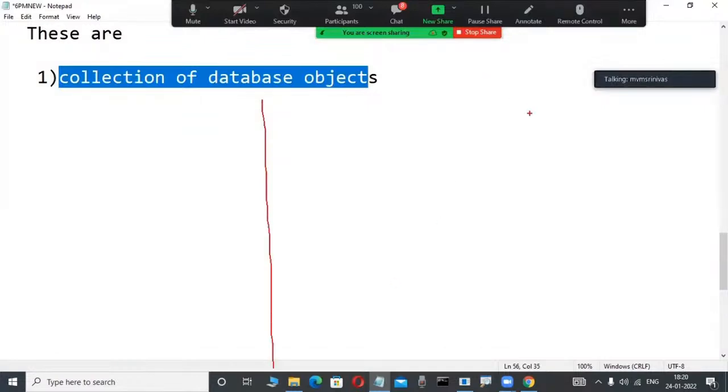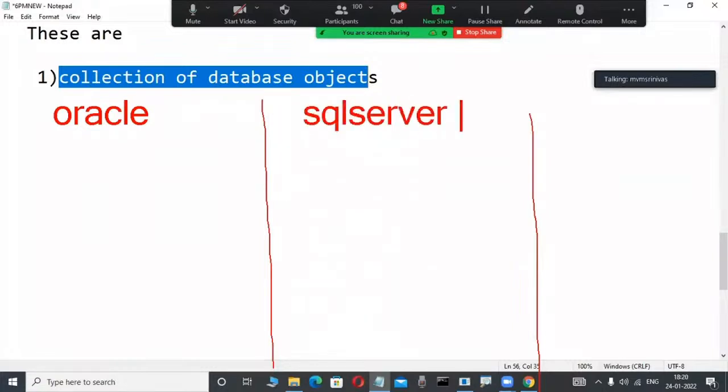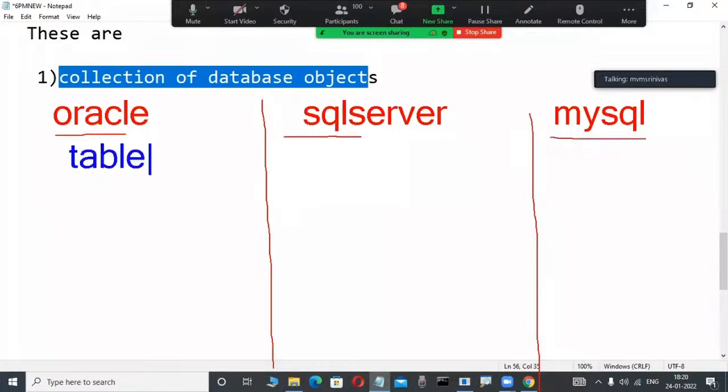Even if you are a first-time newcomer, you can understand. Suppose you are learning an Oracle course. Oracle is a relational data model product. Suppose others are learning SQL Server, which is a relational data model product. MySQL is also a relational data model product from a different company. But in Oracle, which database objects are available? A table is a database object. Here also a table is there, and in MySQL also.